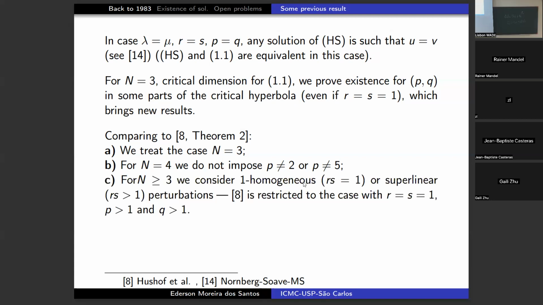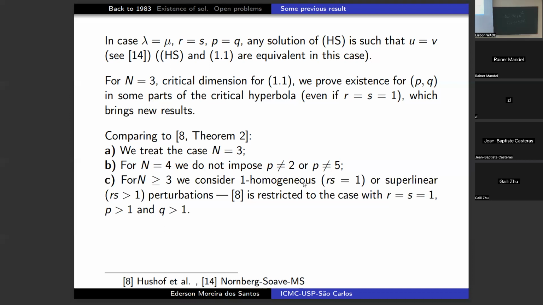And for n greater or equal to 3, we consider one homogeneous perturbation or superlinear perturbation. In paper 8, they were restricted to the case with r equals s equals 1, and then both p and q are superlinear. And here we treat all points in dimension greater or equal to 4. We treat all points on the critical hyperbola.